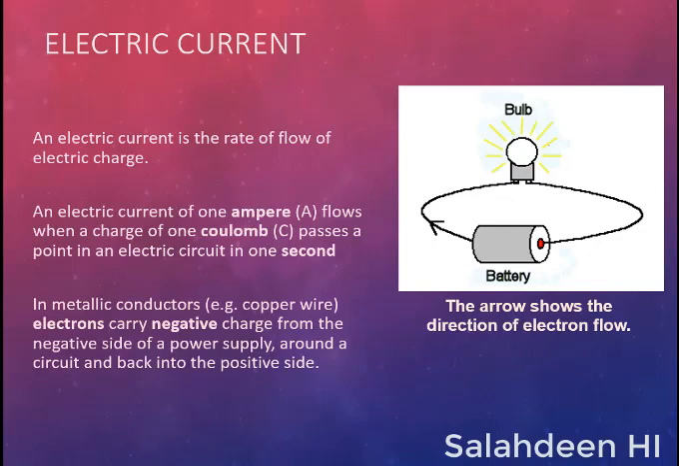Electrons carry negative charge from the negative side of a power supply around the circuit and back into the positive side. Here we have the diagram of a bulb connected to a battery. The arrow there shows the direction of the electron as it flows.